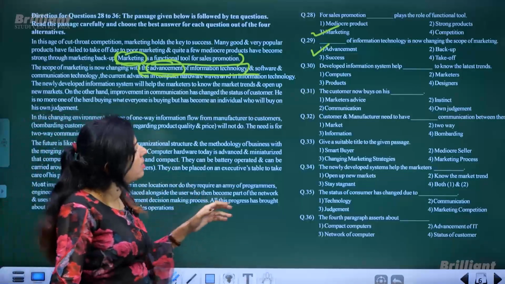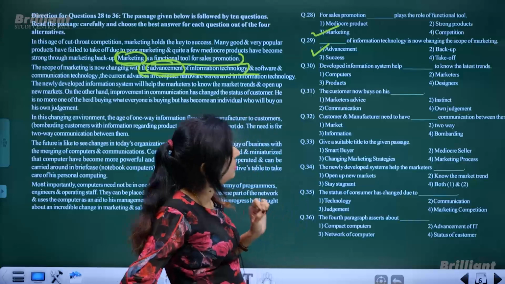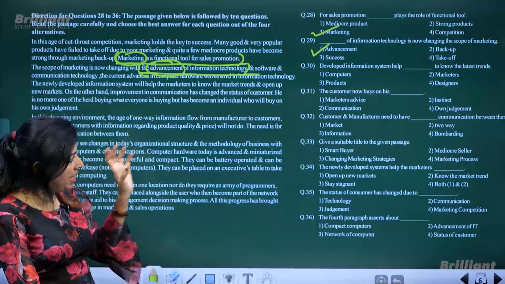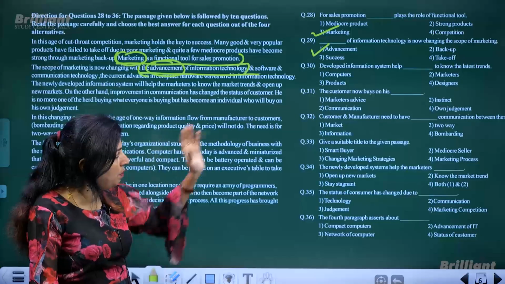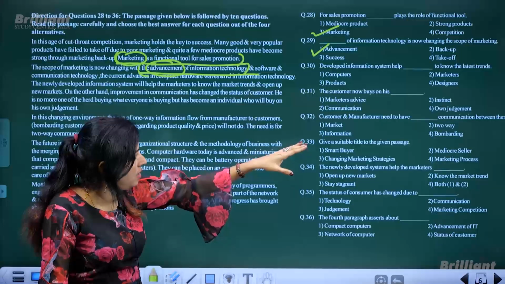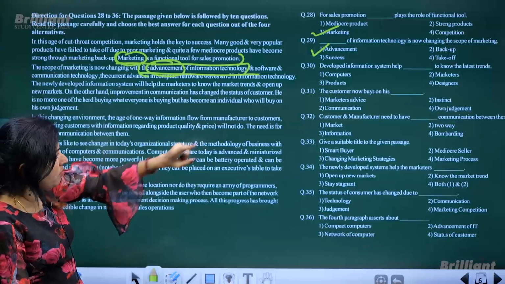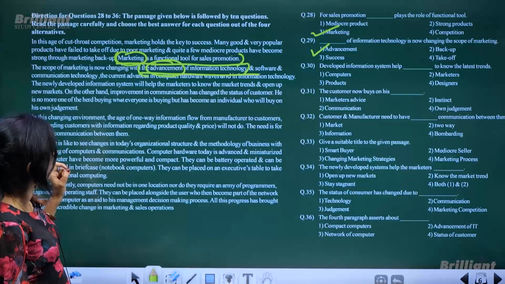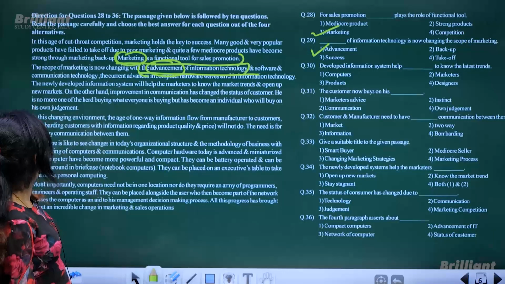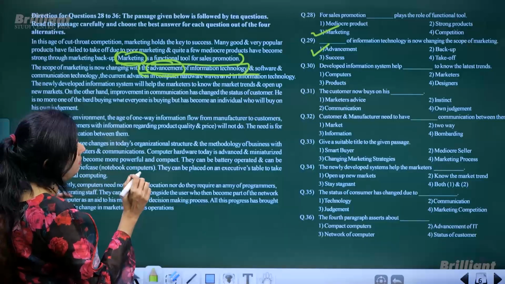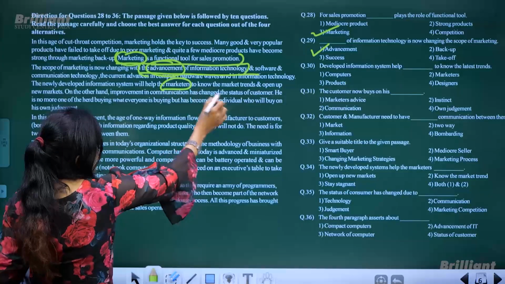Now next is, developed information system help dash to know the latest trends. Developed information system help whom to know the latest trends? Computers, not people. Then marketers, products, designers. Only one speaks about people. But on the other hand, the newly developed information system will help the marketers to know the market trends.